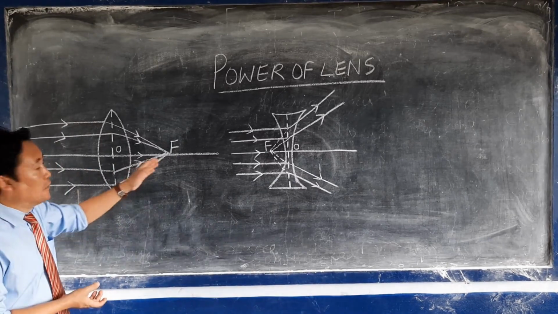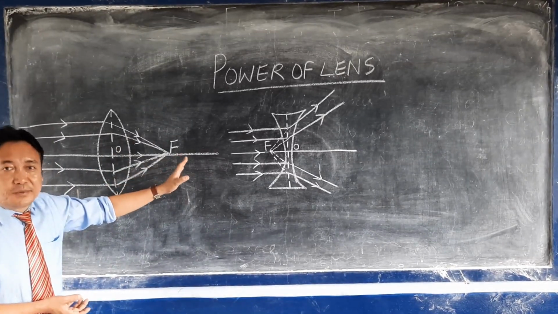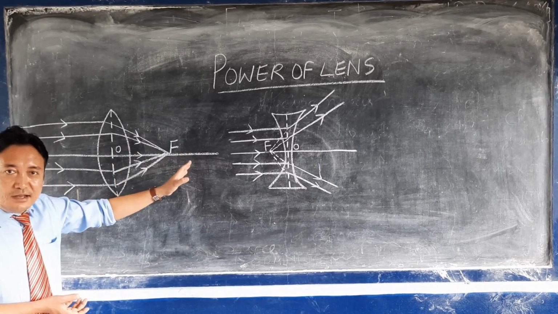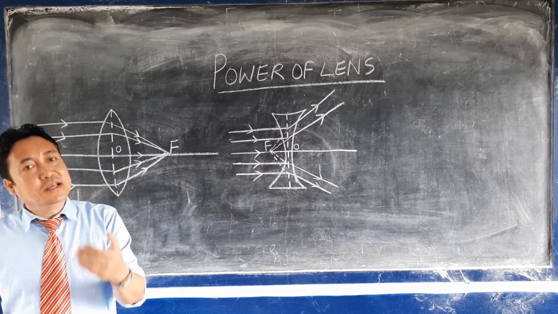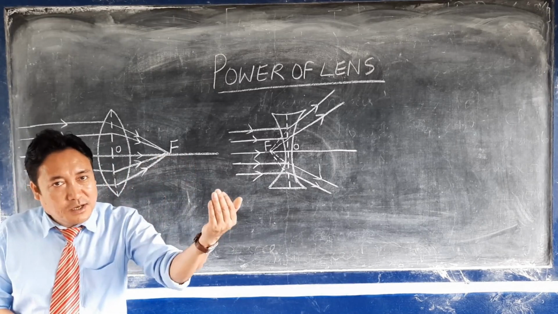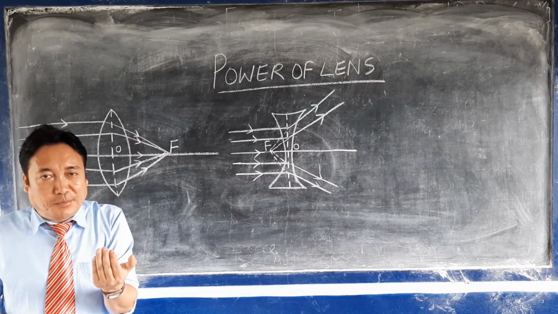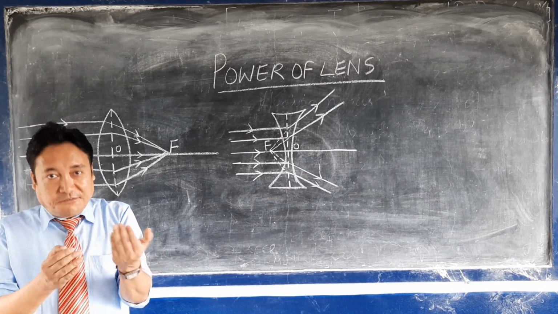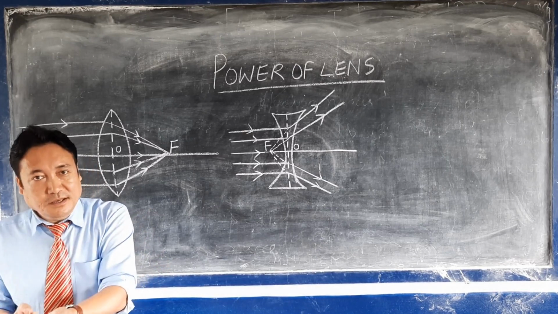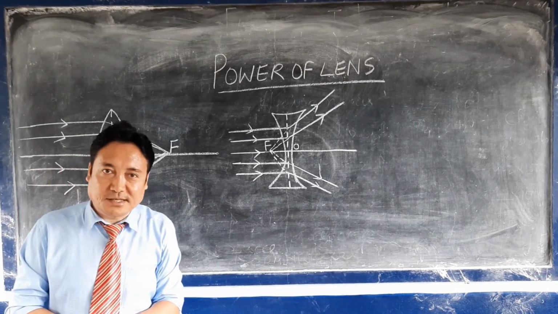Likewise, when they focus far away from the optical center, then the power is less. The power of the lens can be more, or it can be less, depending upon the convergence of the refracted rays, closer to the optical center or away from the optical center.